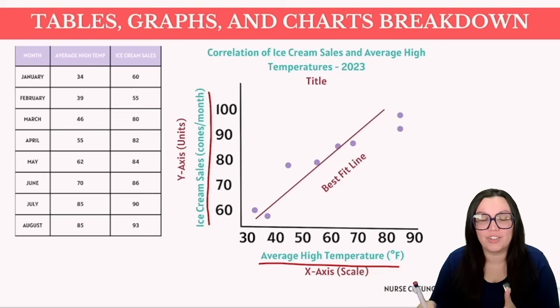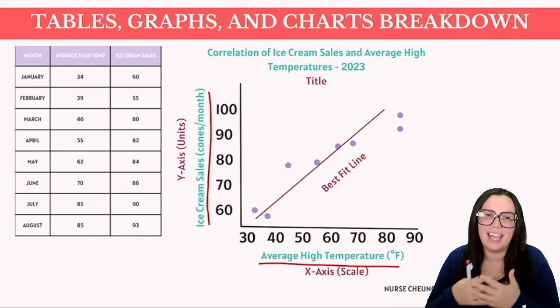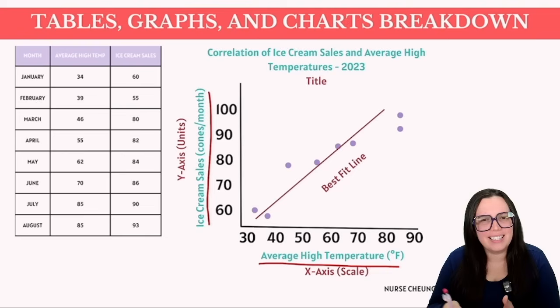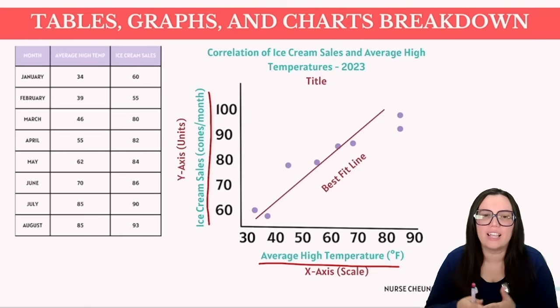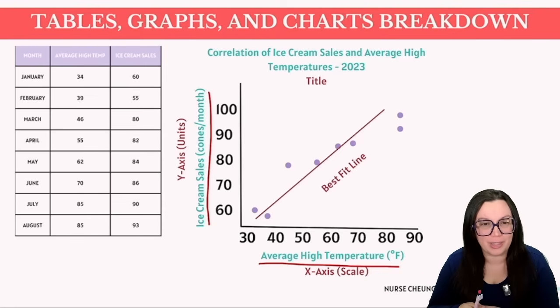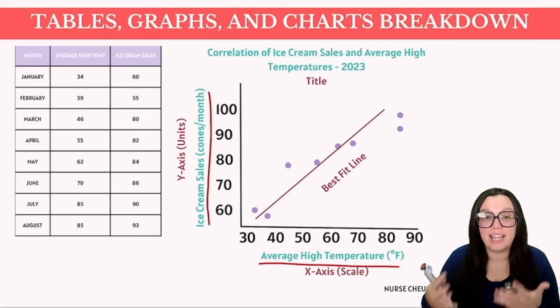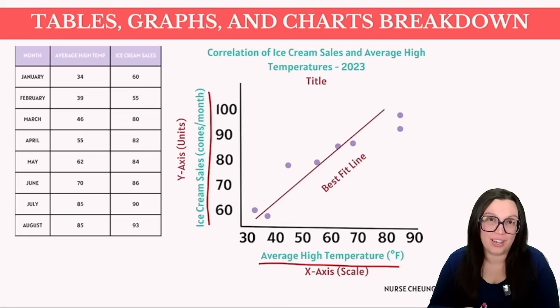We also want to make sure that we title our graph. A good title should encapsulate the essence of the graph's content. It's not enough to just have a vague title like "ice cream," right? Instead, it should be informative, such as "Correlation of Ice Cream Sales and Average High Temperatures 2023." This title should essentially narrate the story of the data that we're trying to present.